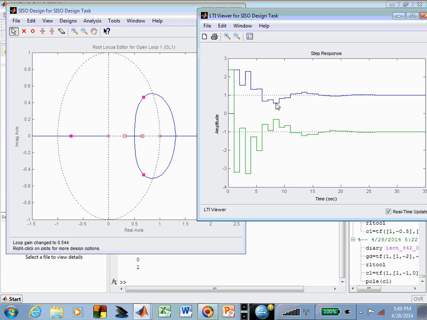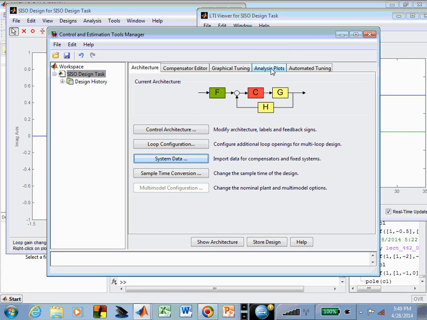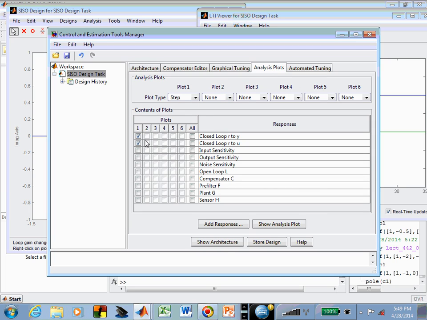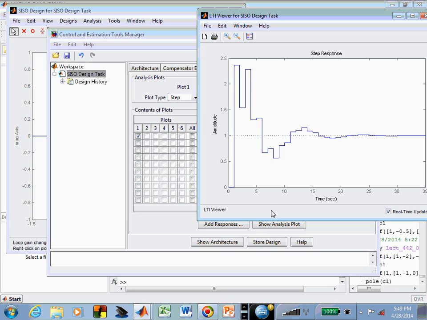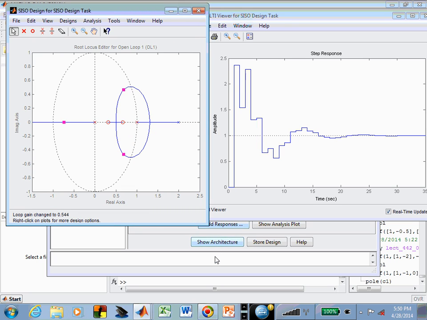If you don't like all of those things showing up, you can go back here and say, let me analyze the plots, and let me get rid of that closed loop between R and U. And now I just see the one plot from the reference signal R to the output Y for the appropriate choice of the poles that I'm showing in this root locus plot.